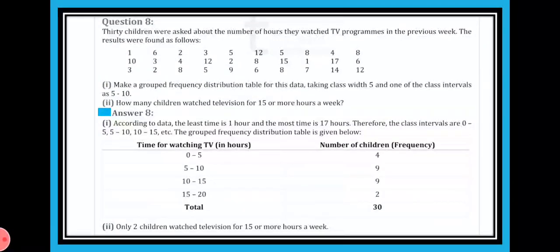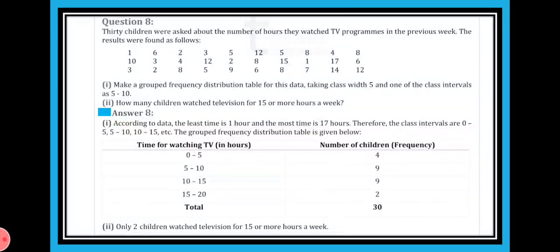Question number 8. 30 children were asked about the number of hours they watched TV programs in the previous week. The results were found as follows. Make a grouped frequency data table for this data, taking class size 5 and one of the class intervals as 5 to 10. Yes, we have to select class intervals of class size 5, and 5 to 10 is already given.